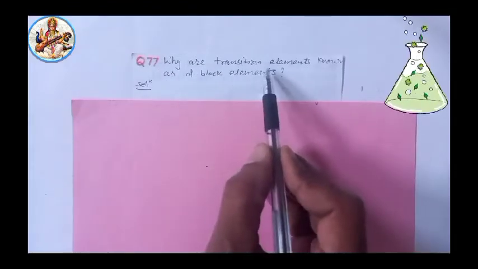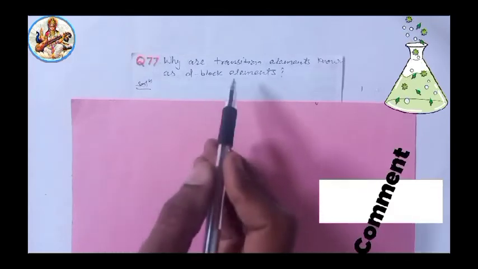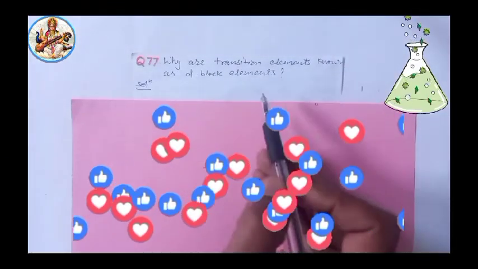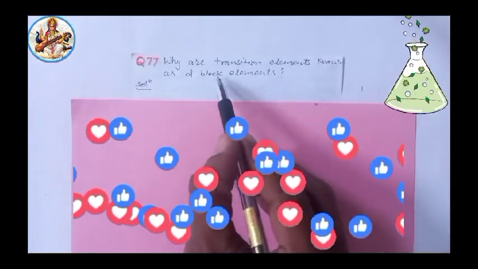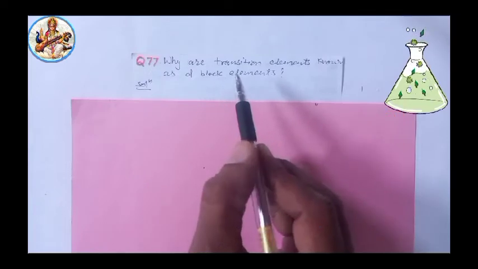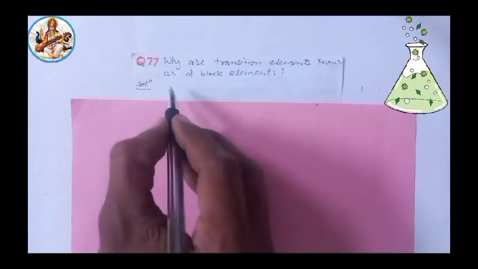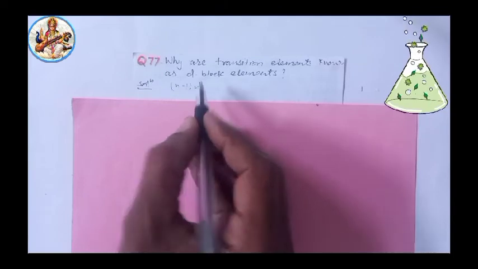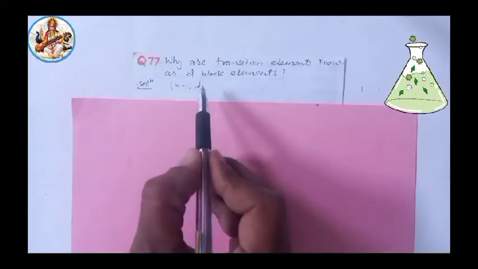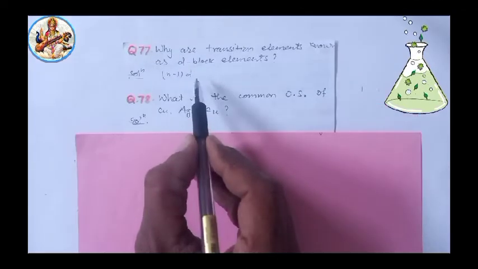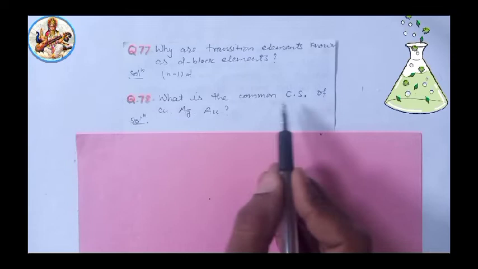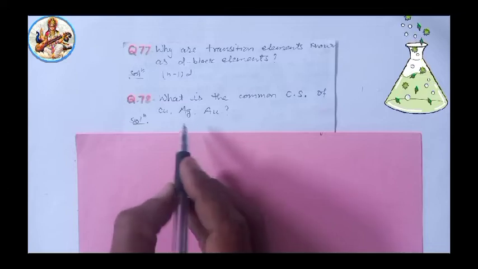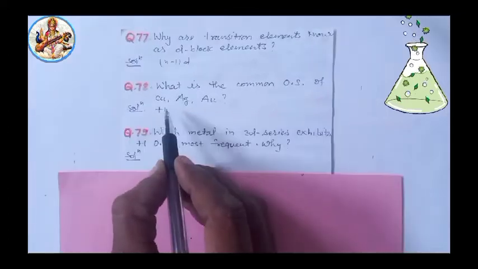Next, 77. Why are transition elements known as D block elements? Important question. The answer will be: transition elements are known as D block elements because the last electron enters the n-1 d orbital. Next, 78. What is the common oxidation state of copper, Ag and Au? Important question, the answer will be +1.